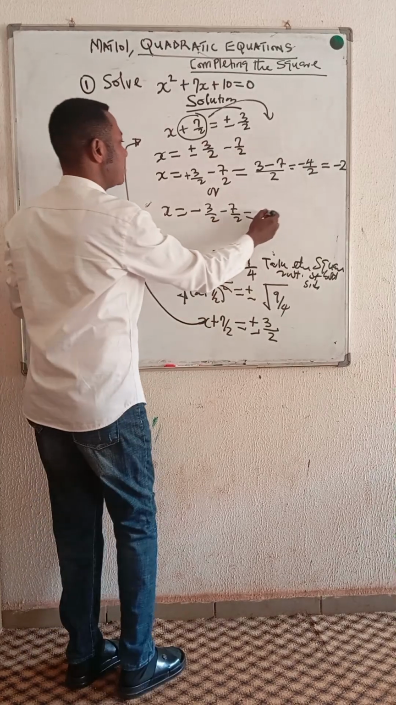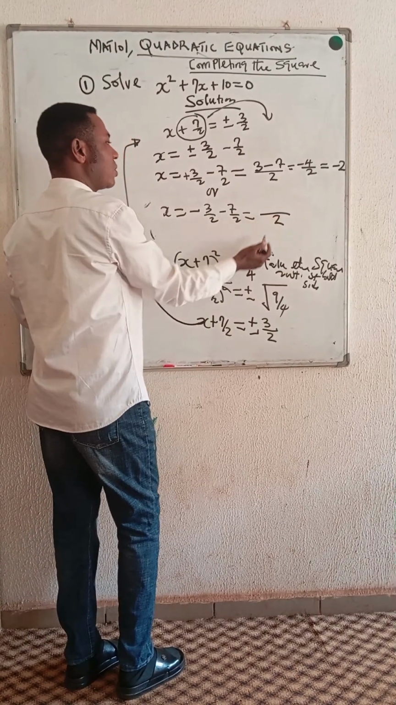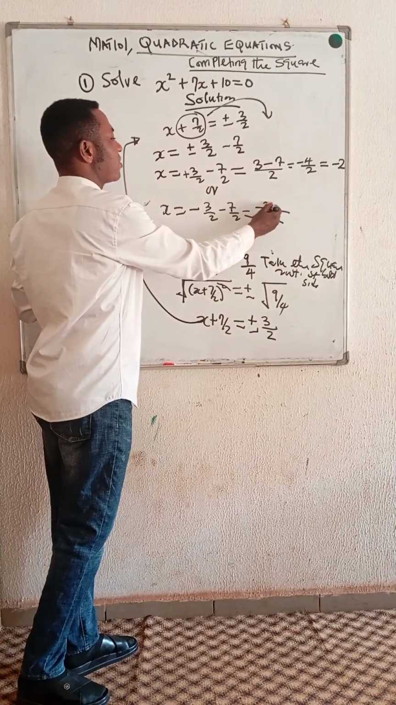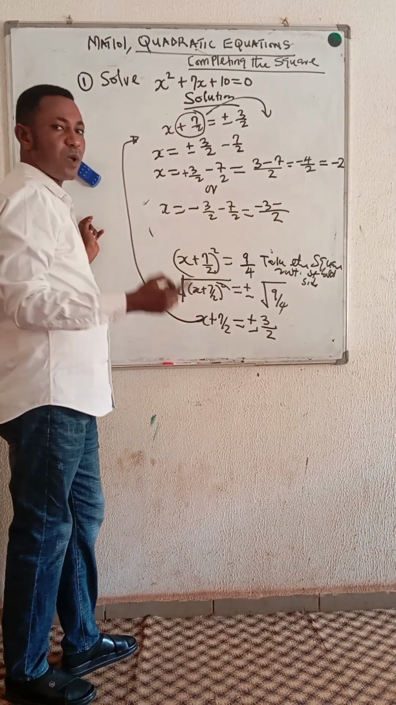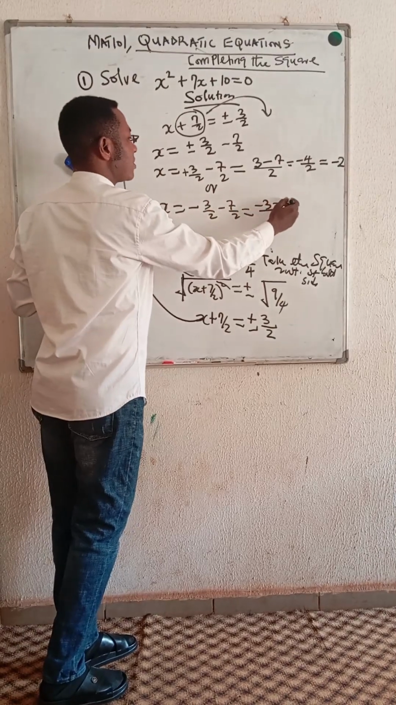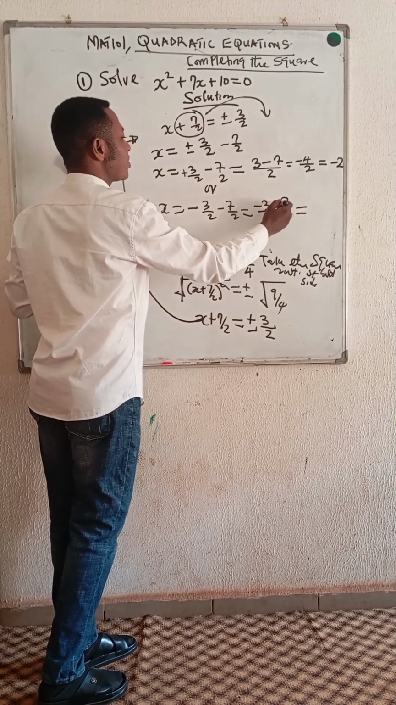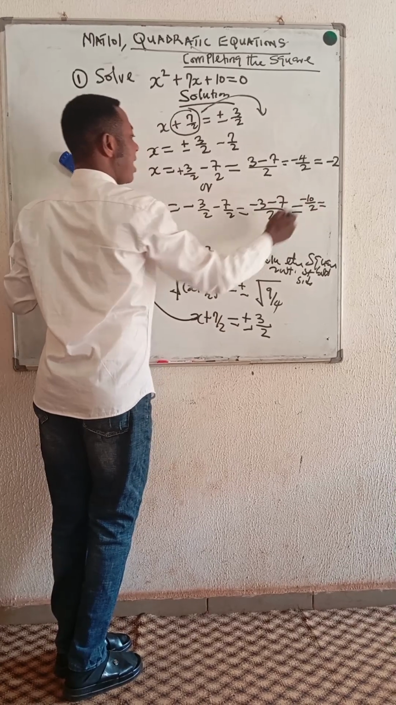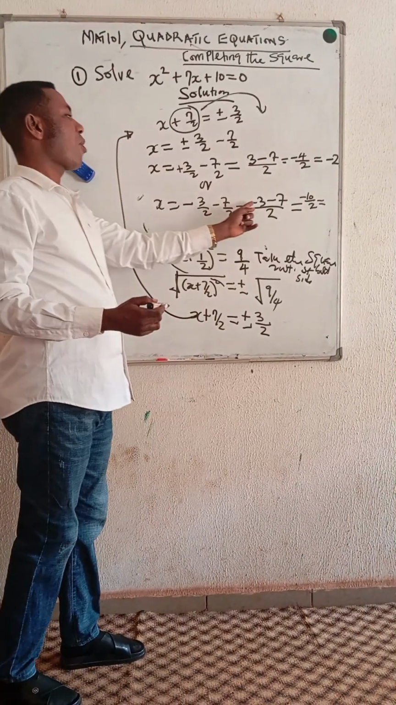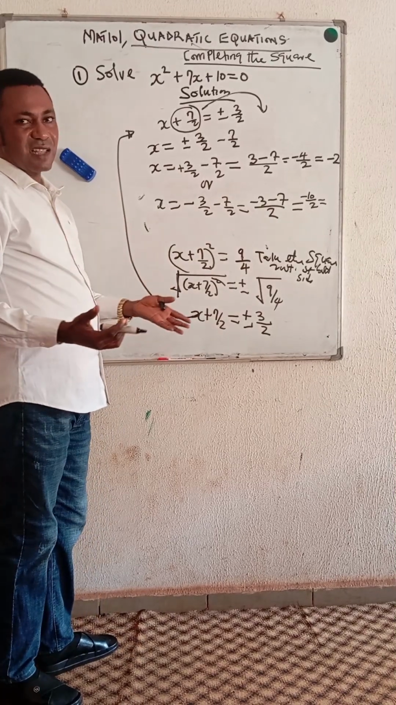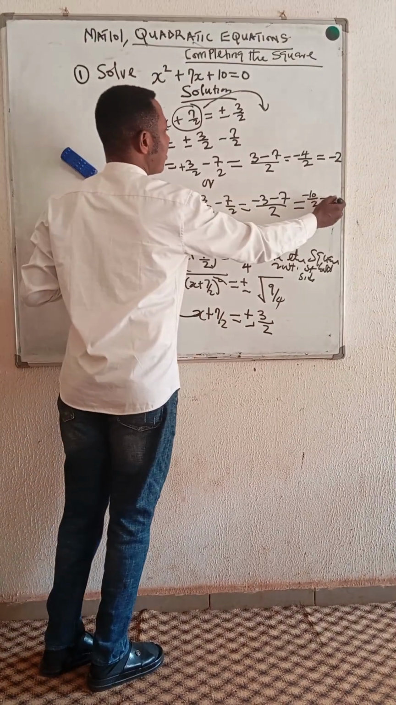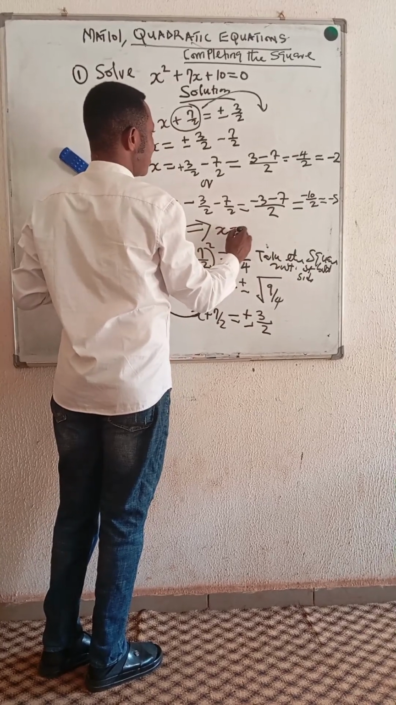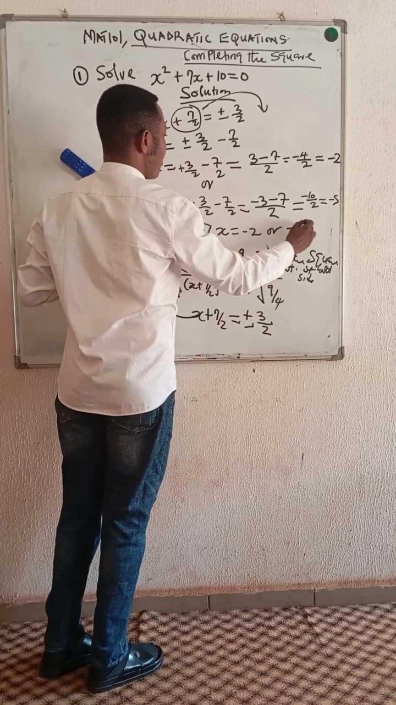Or, we do this one. Here, what is the LCM? LCM is still 2. 2 divided by 2, we have 1. Then 1 times minus 3, we have minus 3. Then 2 divided by 2, we have 1. 1 times minus 7, we have minus 7. So now minus 3 minus 7 is minus 10. You add it up, then add minus to the answer. That's what we call minus 3 minus 7; it becomes minus 10. So minus 10 over 2, you have minus 5. So this implies that x is equal to minus 2 or minus 5.